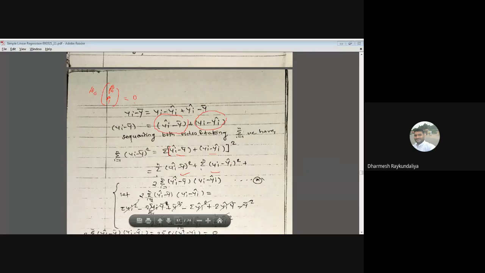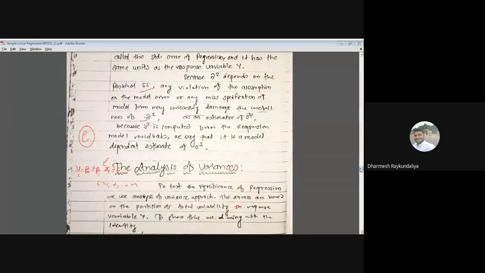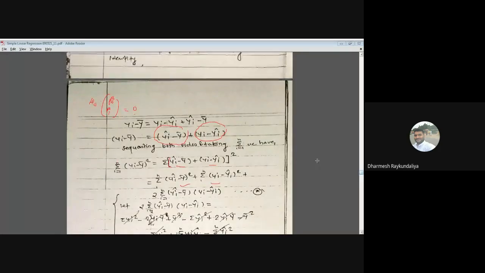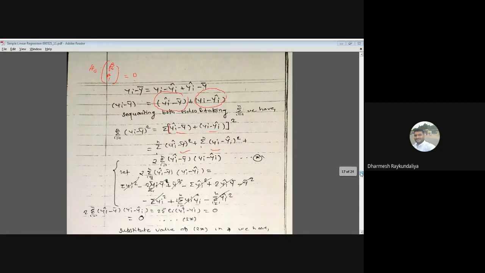Now what is yi minus yi cap? It is the observed value minus the predicted value. The difference between observed and predicted is giving the residual. So this is actually the residual sum of squares, which we will show later. Now first we find out what happened to this twice the summation of yi cap minus y bar into yi minus yi cap. I have to show that it is 0. So how is it 0?